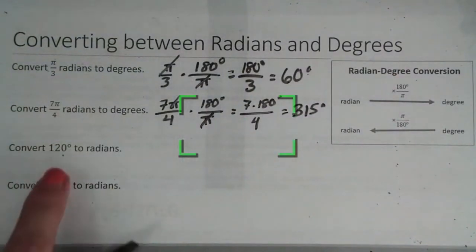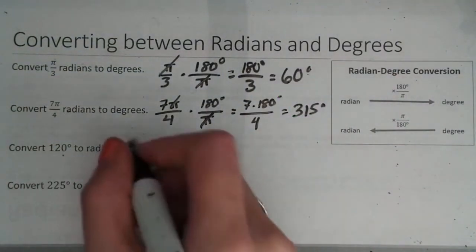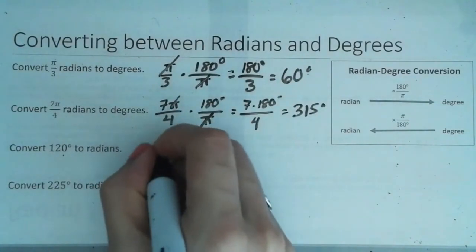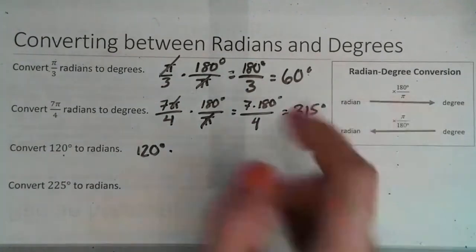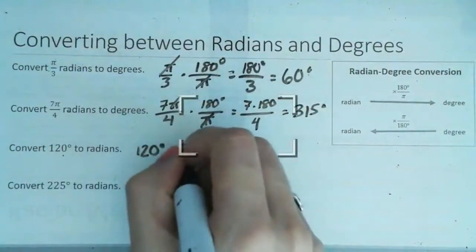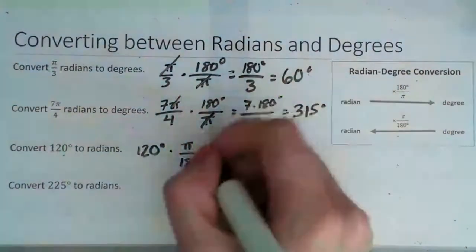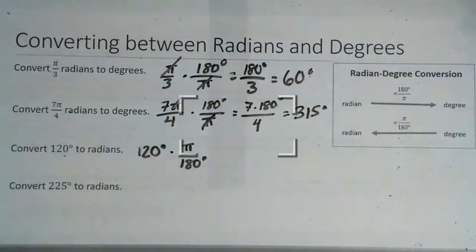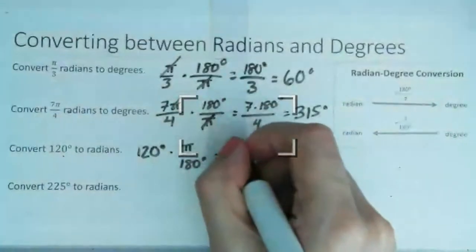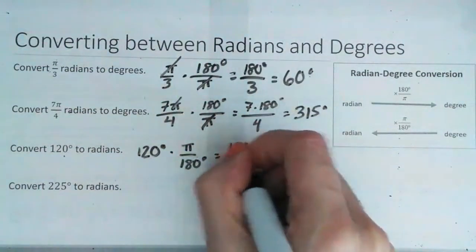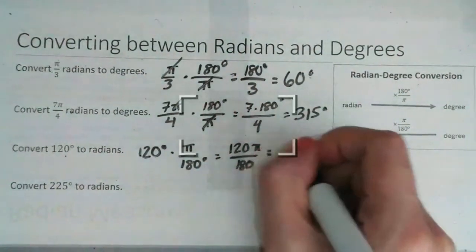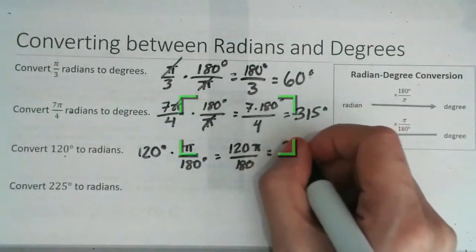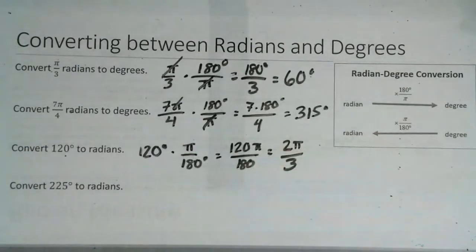Now we're going to go the other way. We're going to start with degrees. So we're starting with 120 degrees. To go from degrees to radians, we're going to multiply by pi over 180. And that's in degrees. So the degrees cancel, and we're left with 120 pi over 180. If I divide both the numerator and the denominator by 60, then this reduces to 2 pi over 3.